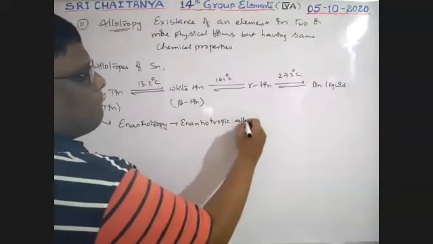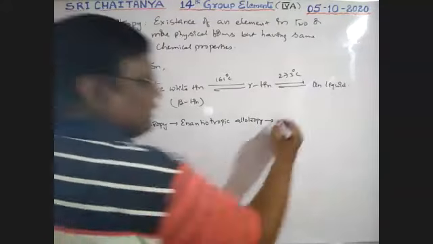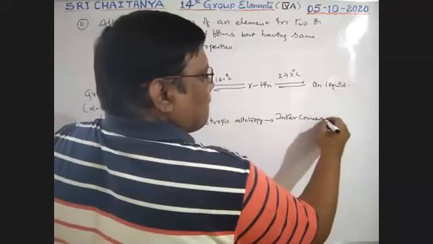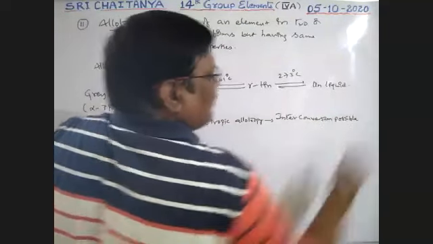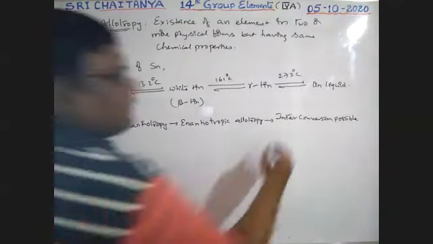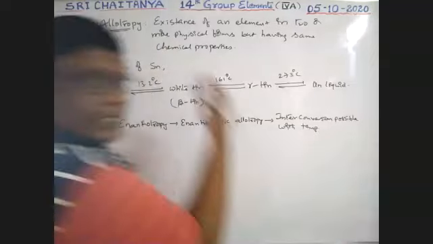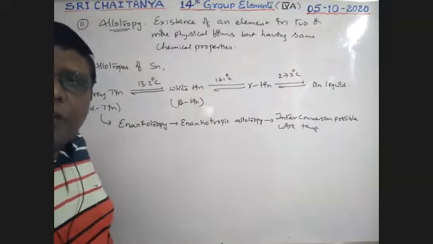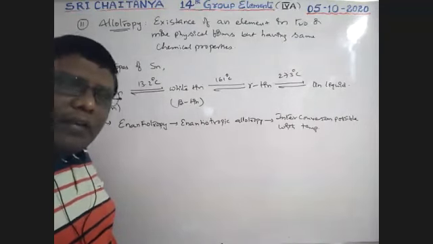Enantiotropic allotropy means interconversion is possible with temperature. There it is not possible, here it is possible. That's why this is called enantiotropic allotropy. Enantiotropy or enantiotropic allotropy. Very, very important.